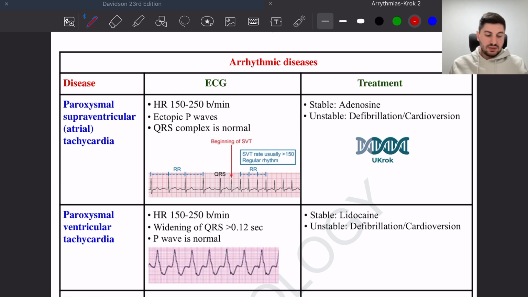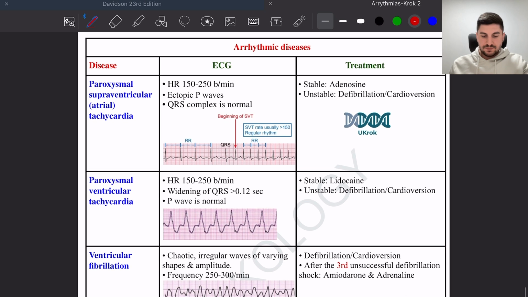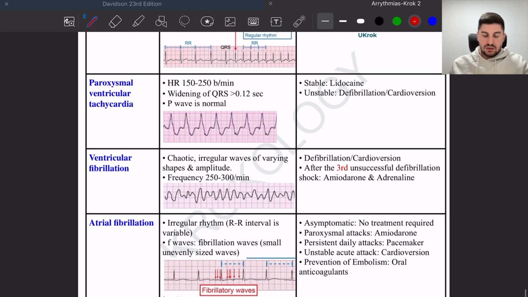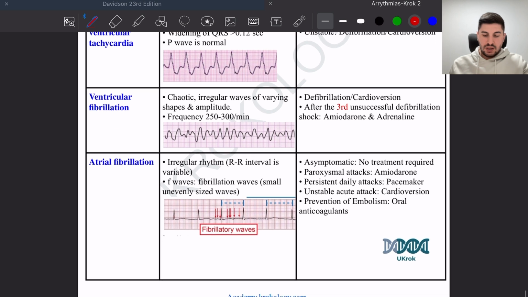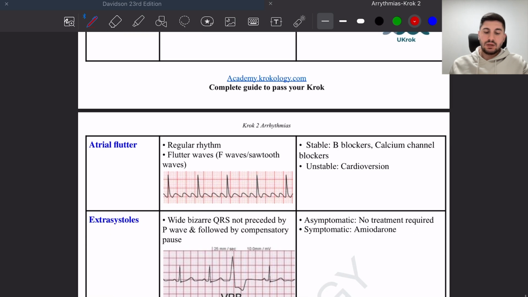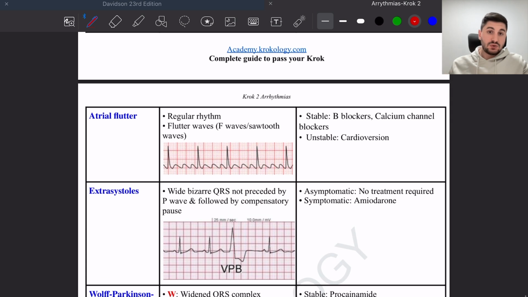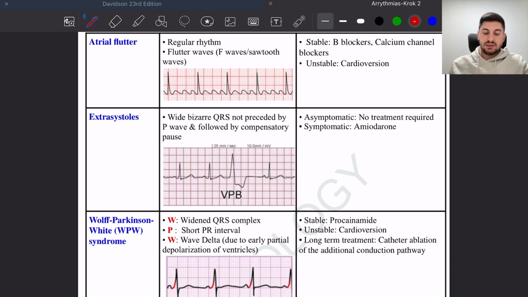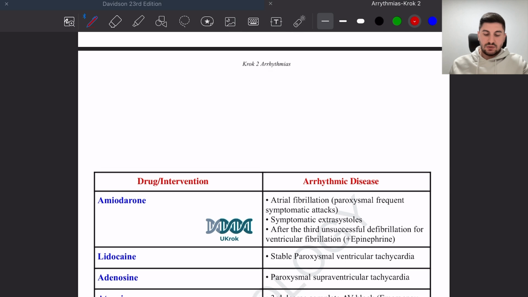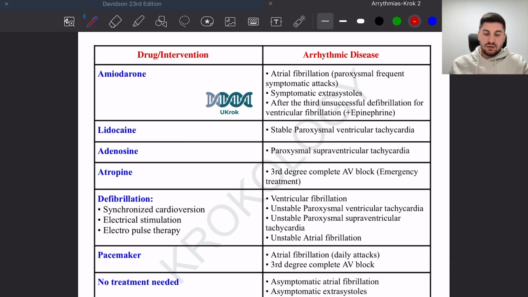So these were the arrhythmic diseases, or arrhythmia. This is a table combining the arrhythmias and their treatment. It's useful to have them side by side so that you can solve them and you don't get confused with many scenarios, with many details. So yes, revise them well because there are a lot of questions about them. And this is a table where you have the drug and its uses in all arrhythmias.